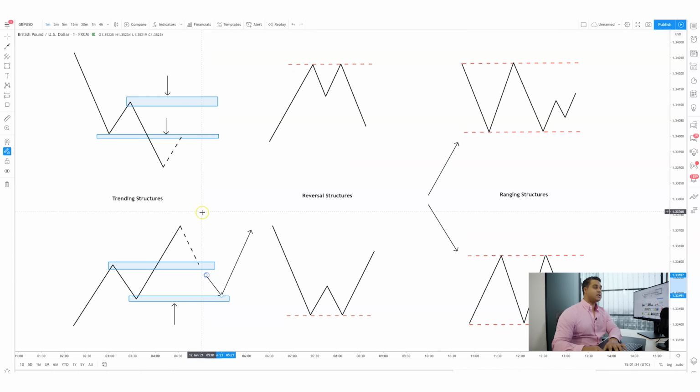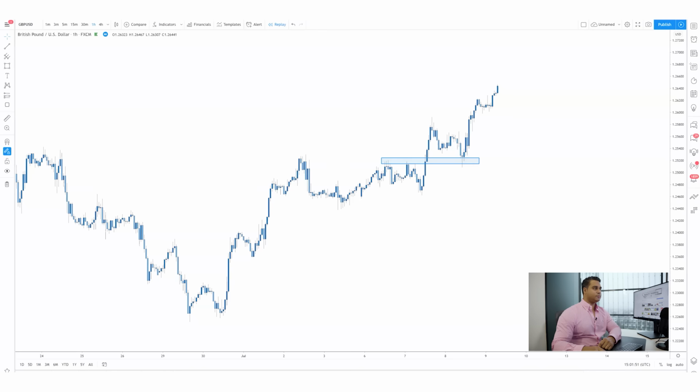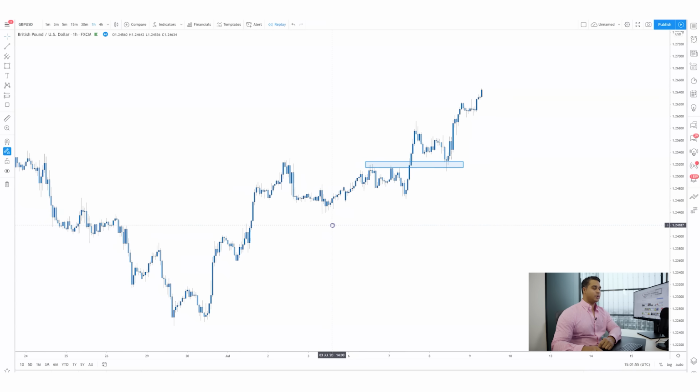In a downtrend, if the lower high is violated, that's when you can anticipate a potential reversal. And in an uptrend, only when the higher low is violated can you anticipate a reversal. So that's trending structures. Let's take a look at one example. Here we have an example on pound USD.